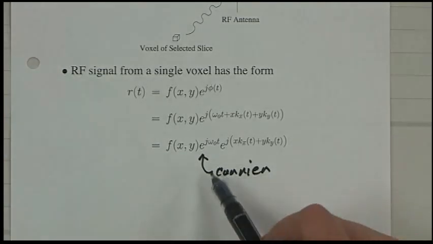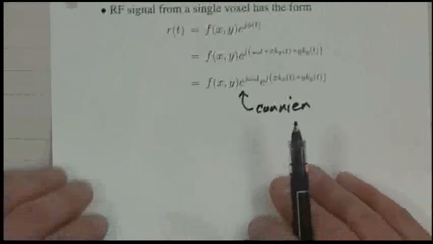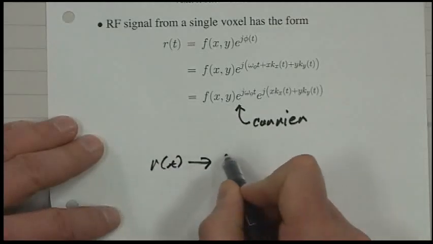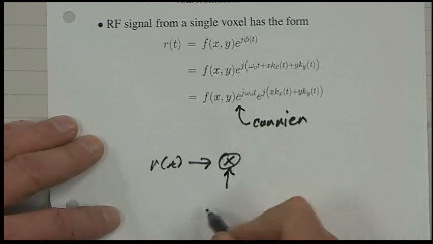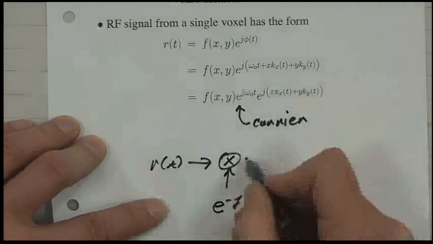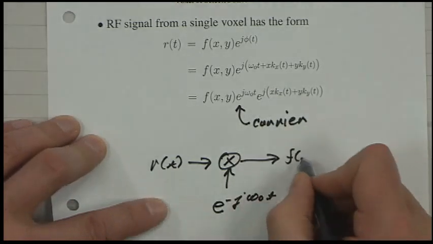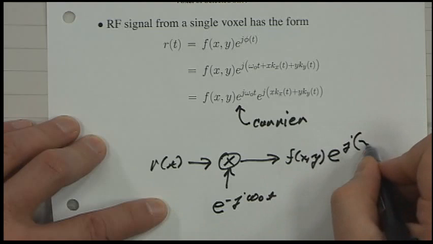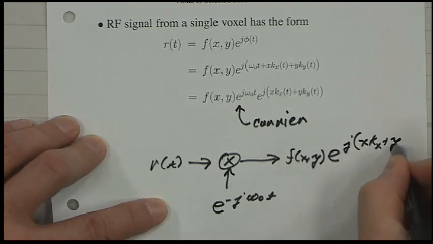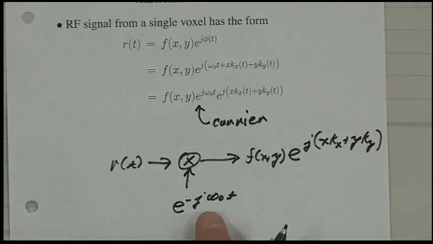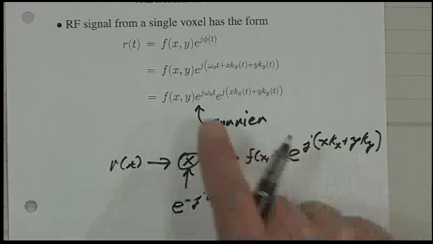When you demodulate the signal, you have the signal R of t coming in, and you put it into a mixer, and you multiply this by e to the minus j omega 0 t, and that removes that term, and all that's left over is f of xy times this second term. That's what demodulation is in a radio receiver, okay? So you strip off the carrier.